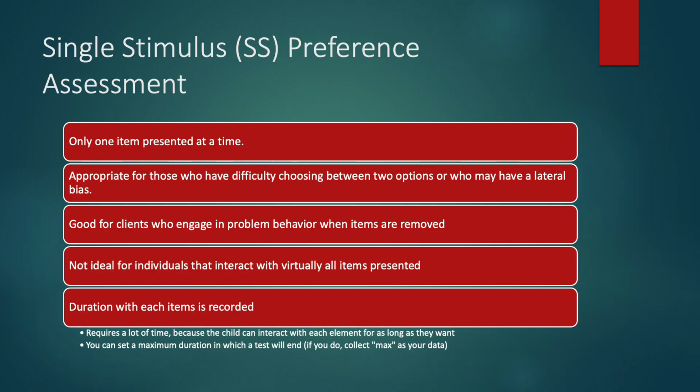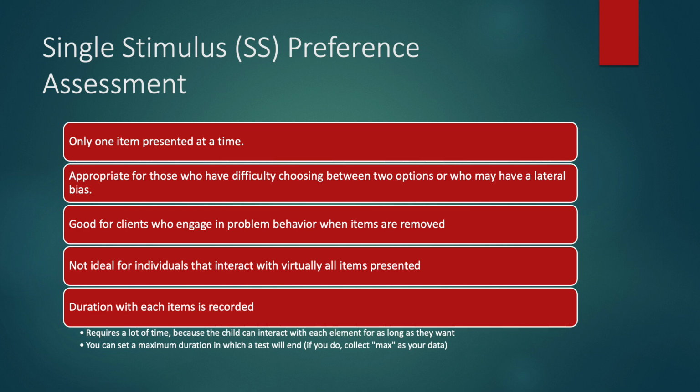Now let's talk about the single stimulus preference assessment. The single stimulus preference assessment is another variation of the preference assessment in which we present only one item at a time. So this differs from the free operant preference assessment in that in the free operant preference assessment, they have free access to a variety of stimuli. Whereas in the single stimulus preference assessment, it's very controlled and contrived. There's only one item that's presented at a time, and we've removed all other distractions from the environment.